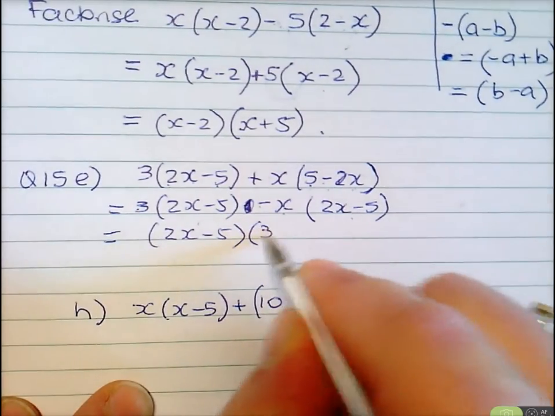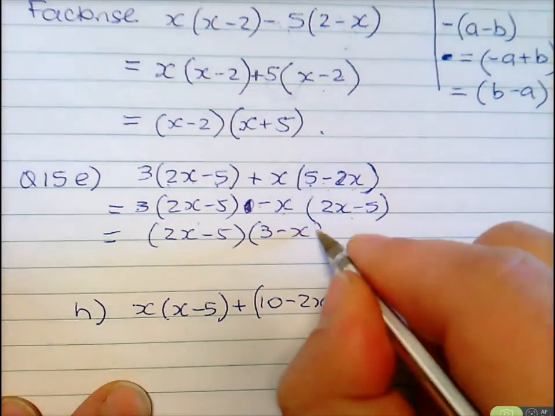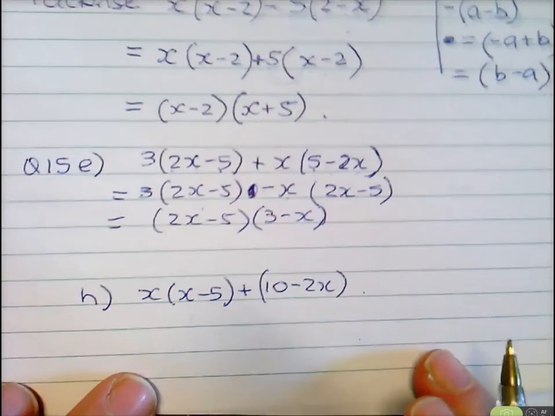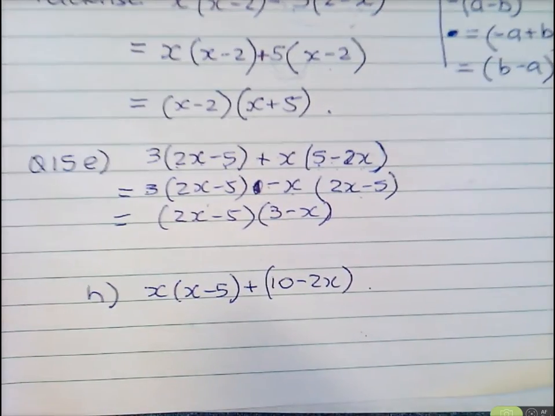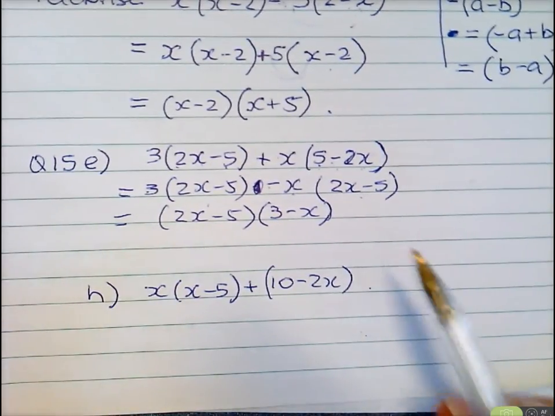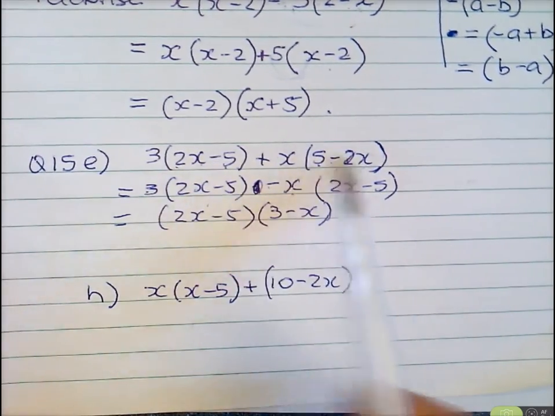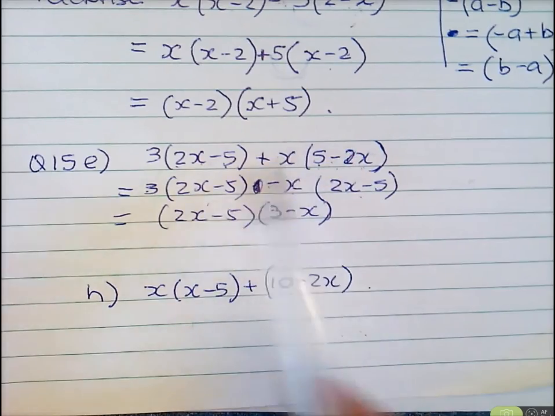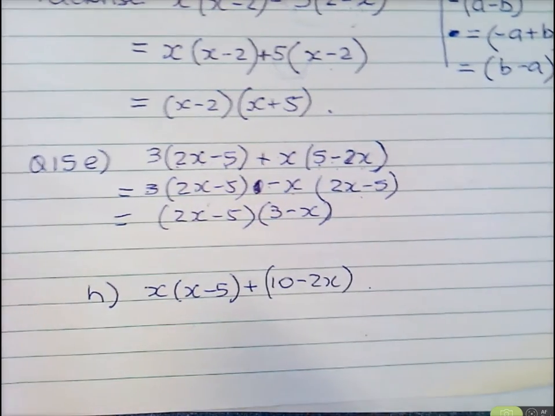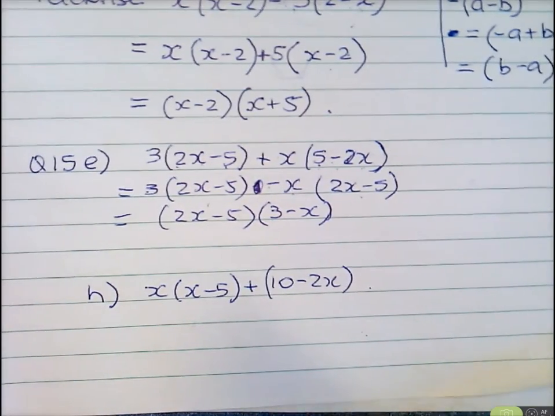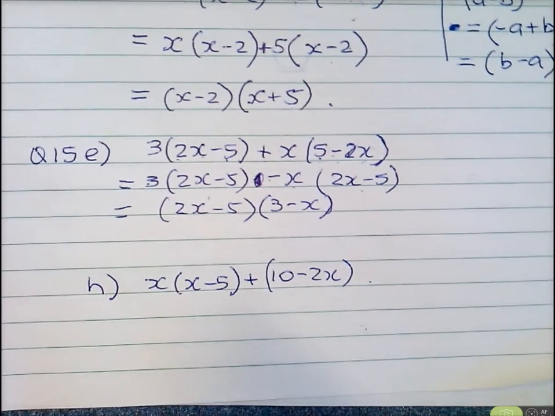3 minus x. So girls, we tend to give you these in harder questions. In a complicated factorization, you'll get something like this where you'll see that they're the same, but one's opposite signs. That's what you do. You change the sign in front. Okay? Now the last question, girls.